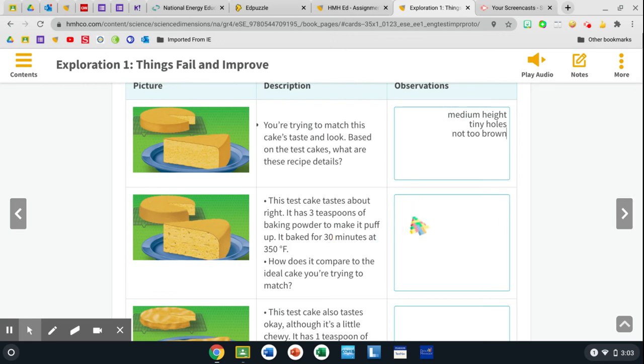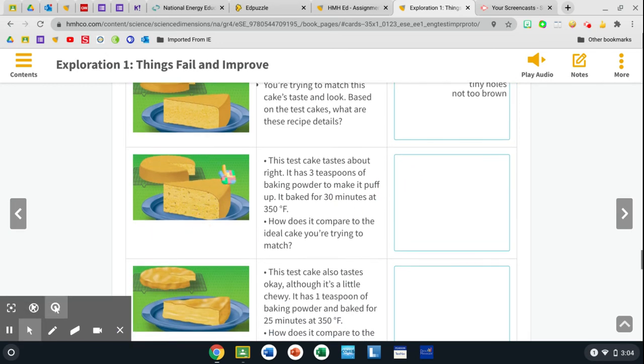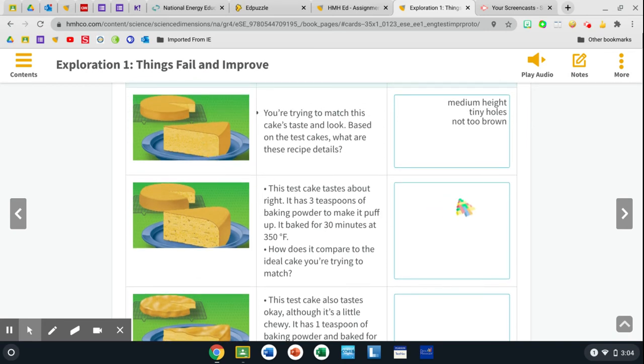Moving on down. All right, let's look at our second one. It says this test cake tastes about right. It has 3 teaspoons of baking powder to make it puff up. It baked for 30 minutes at 350 degrees Fahrenheit. How does it compare to the ideal cake you're trying to match? Well, in comparison with that cake, it is taller and it has larger holes inside of the cake. So still the same coloring, but those are the two major differences that I see.